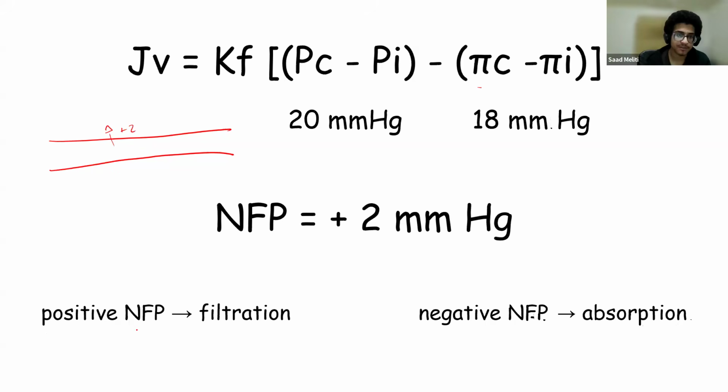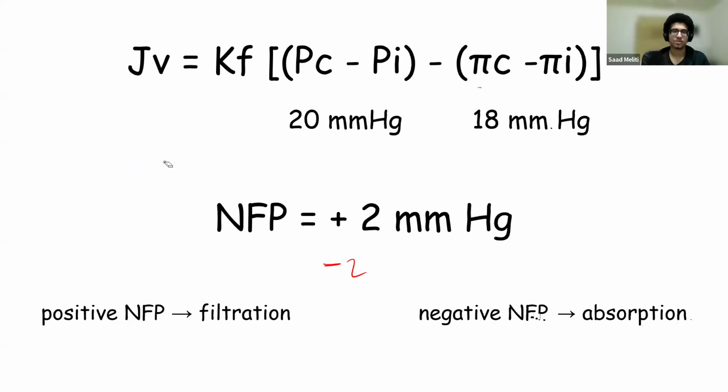So when we have a positive net filtration rate, we have filtration. When we have a negative net filtration pressure, we have absorption. I'll explain why now. If we had a pushing force outside of the blood vessel of 18, and if we had proteins pulling inwards with 20, it would become 18 minus 20, which would be -2. So in that case, the proteins, the pulling force, is pulling inwards with way more force than the pressure is pushing outwards, and the net would be -2 inside. I hope that makes sense.